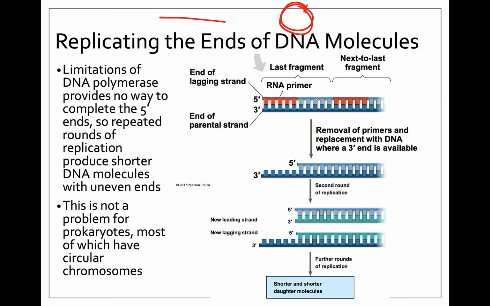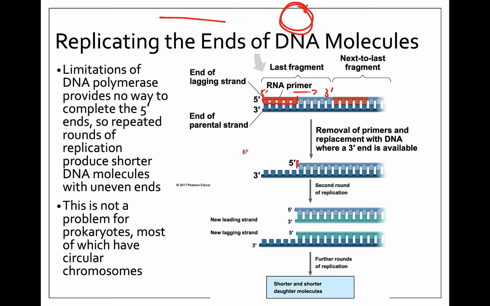So here's the very last Okazaki fragment. This is a blunt end. This is the end of the parent strand. This is the new strand that we replicate from 5' to 3'. So DNA polymerase 1 would normally come in and remove this primer. So here we go, we've removed the primer, and now we've got DNA here.